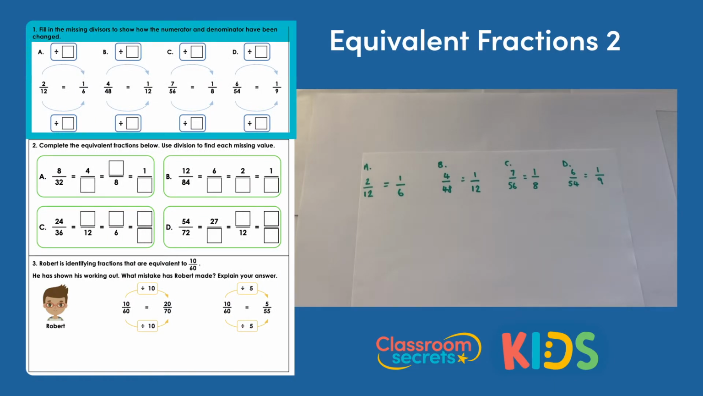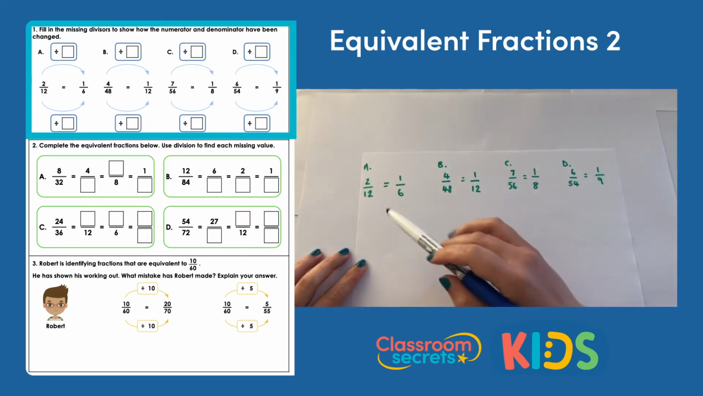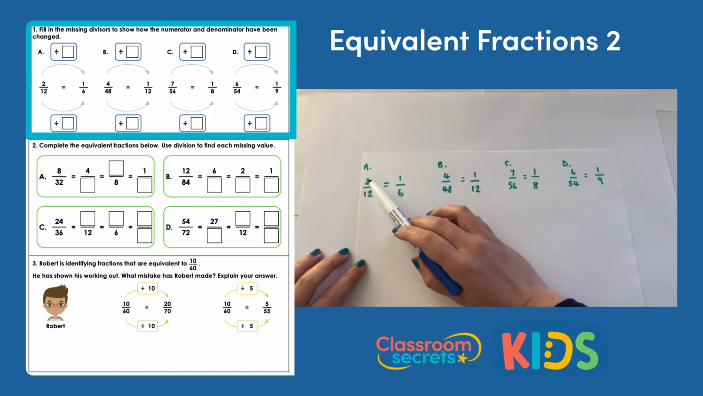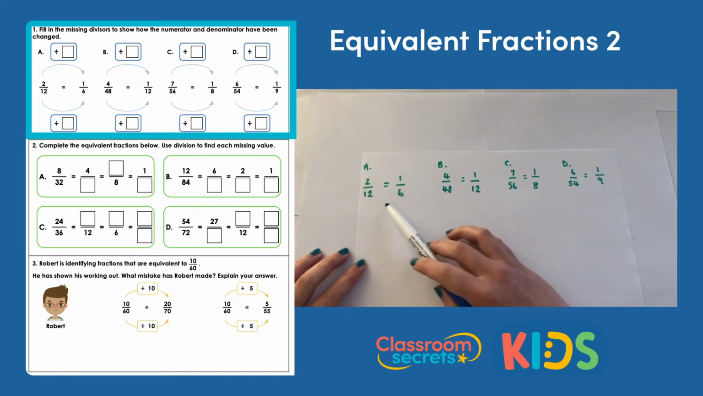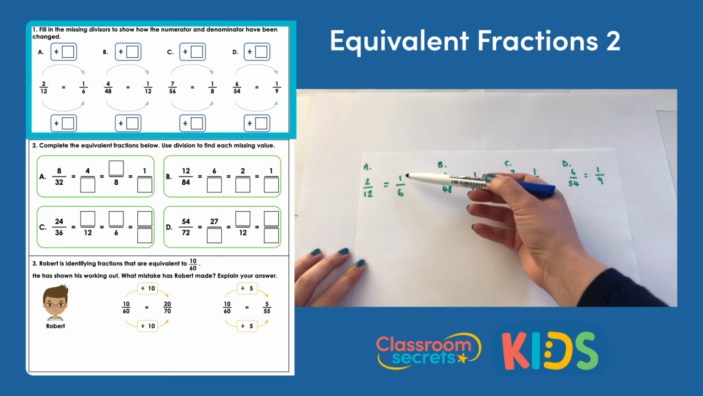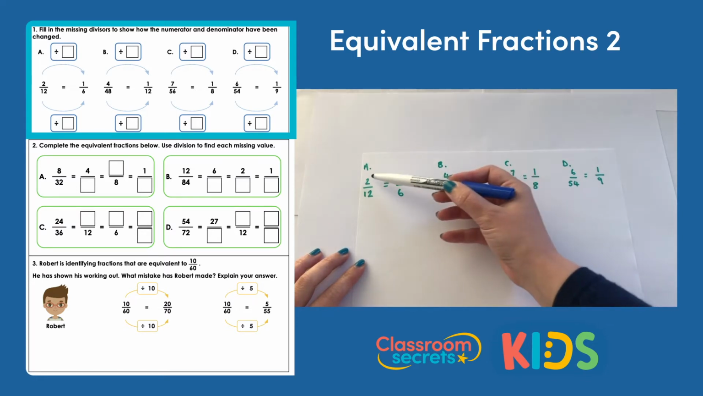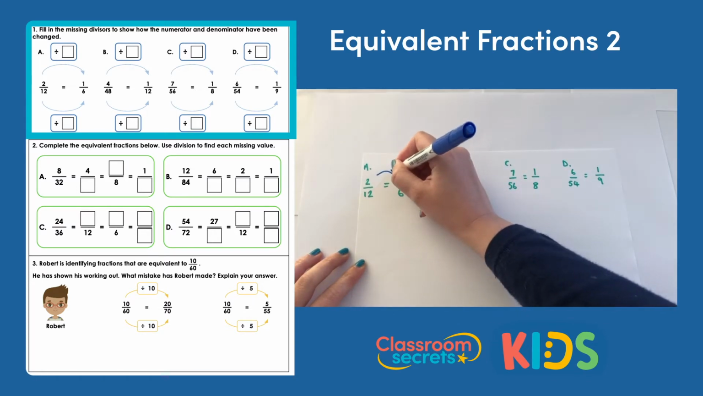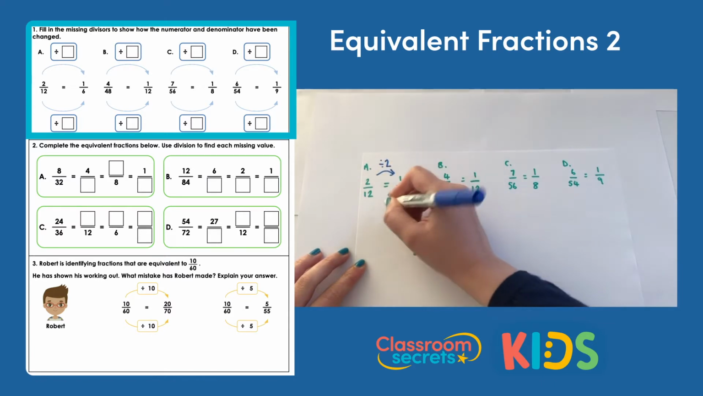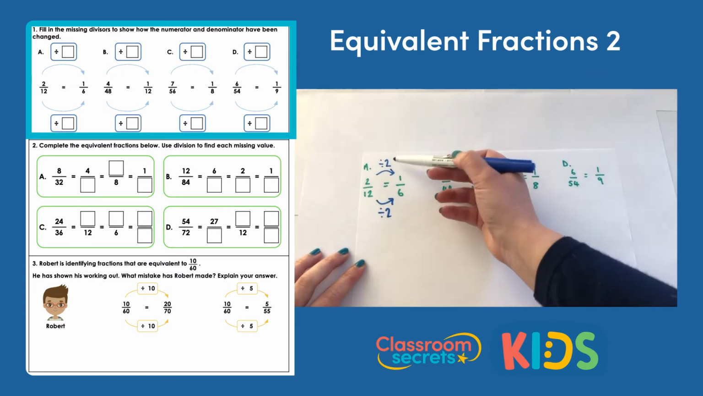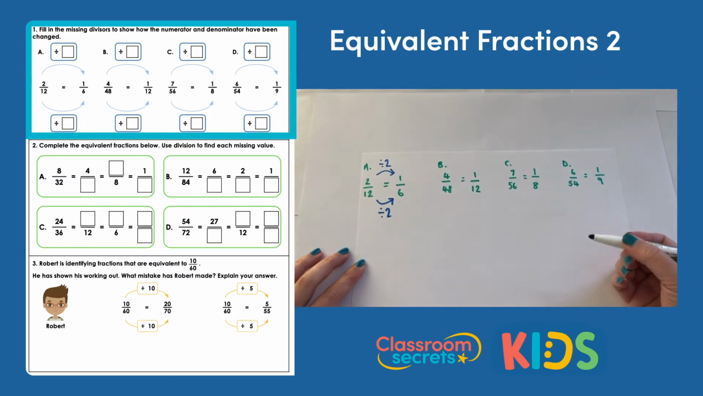Fill in the missing divisors to show how the numerator and denominator have been changed. So again, we're applying that rule where whatever happens to the numerator also has to happen to the denominator. So if we start with A, we need to have a look at how we've gone from 2 to 1 and 12 to 6, and it should be the same both times to find equivalent fractions. So to get from 2 to 1, we have to divide by 2, and then that's the same to get from 12 to 6. So both numbers there, the missing numbers, are 2.